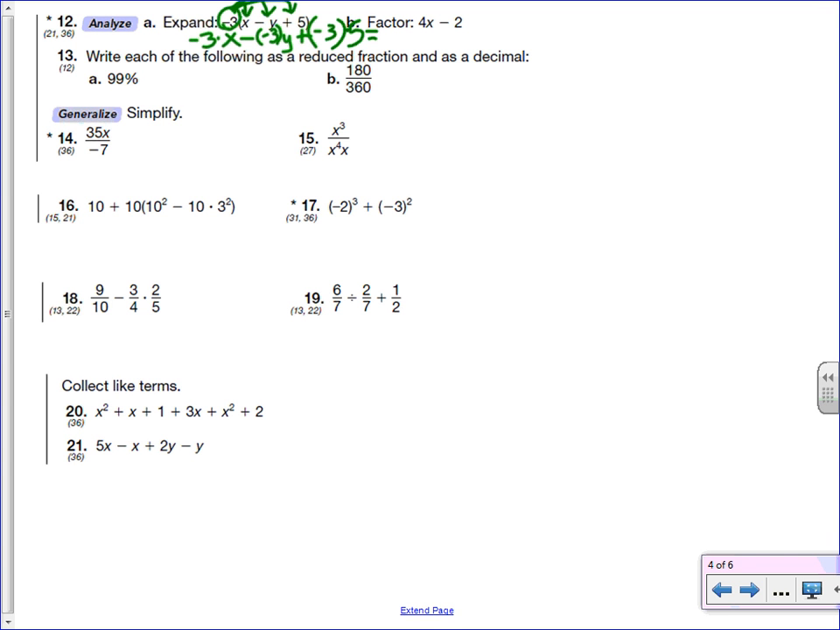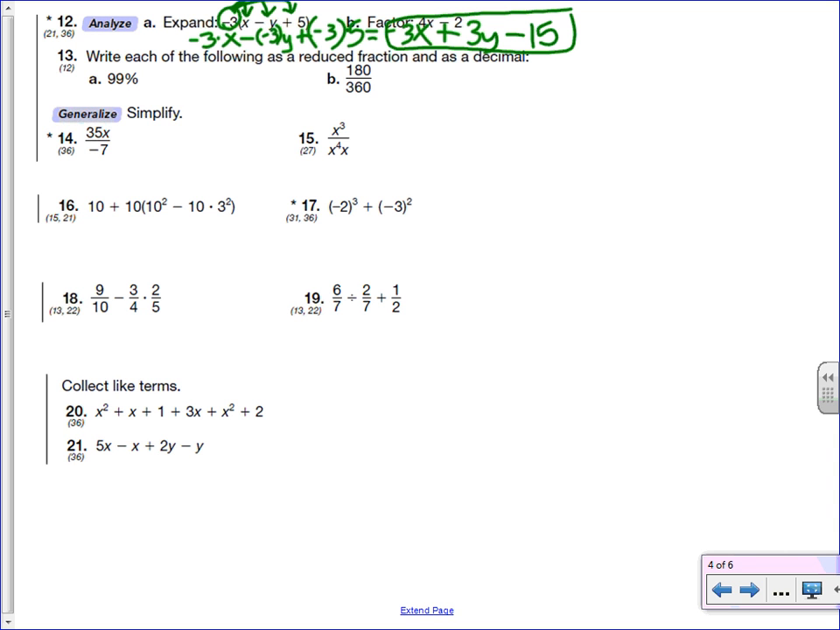so -3 times x is just -3x. Minus -3 times y would be plus 3y, because when I subtract the negative, it's the same thing as adding a positive. So -3x plus 3y, and then adding -15, because -3 times 5 is -15. Adding -15 is the same thing as subtracting 15.